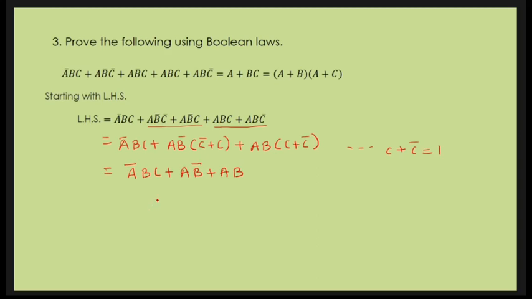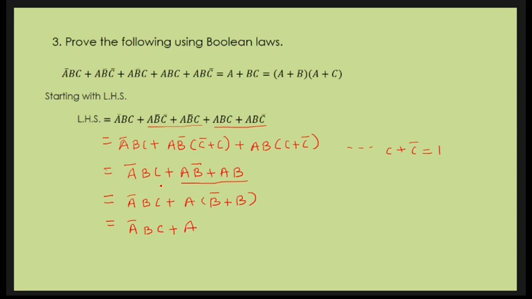Here in these two terms we can take A common, and hence it will be A bar B C plus A into (B bar plus B). Again B bar plus B is equal to 1. So it will be equal to A bar B C plus A.